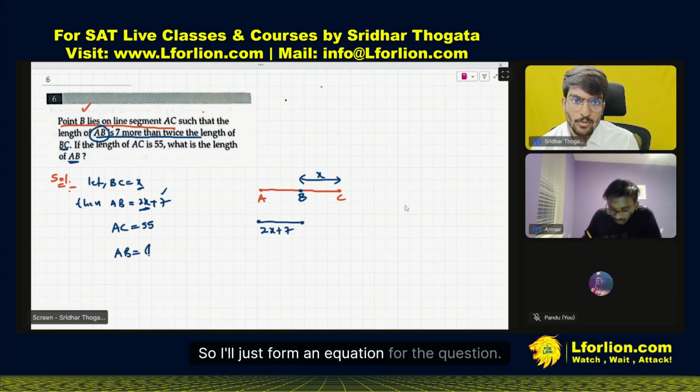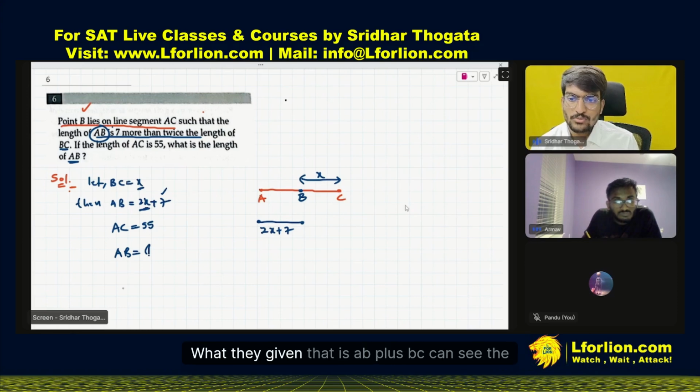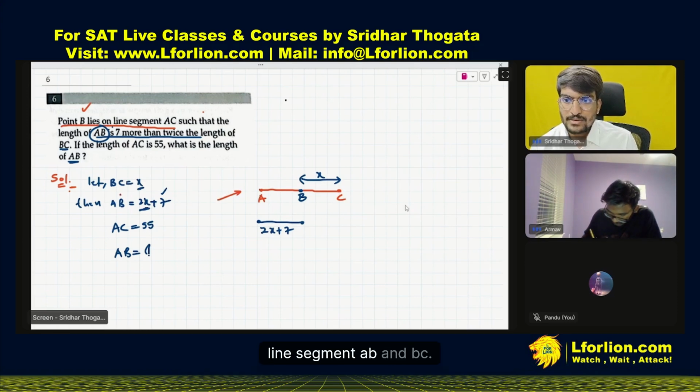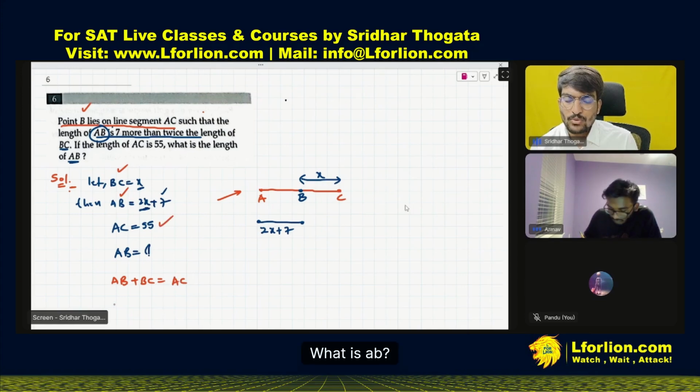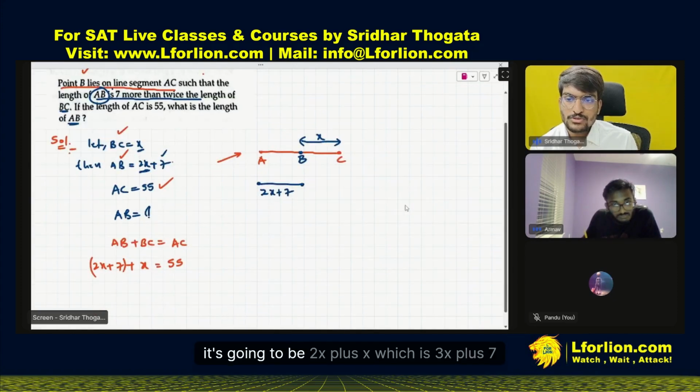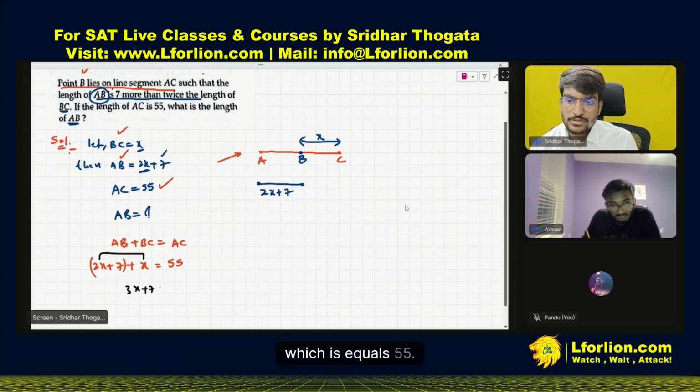I'll form an equation for the question they have given. That is AB plus BC. You can see the line segment, AB and BC. AB plus BC equals how much they have given? Total AC is 55. AB plus BC equals AC. What is AB? AB is 2X plus 7, and BC is X, and AC is 55. So by solving this, what do we get? It's going to be 2x plus x, which is 3x plus 7, equals 55.